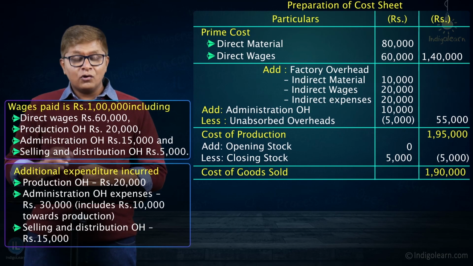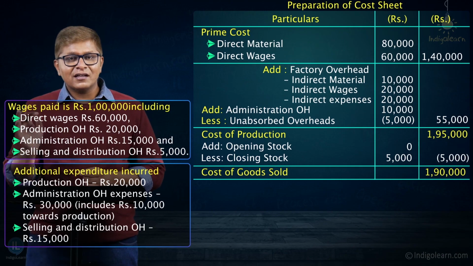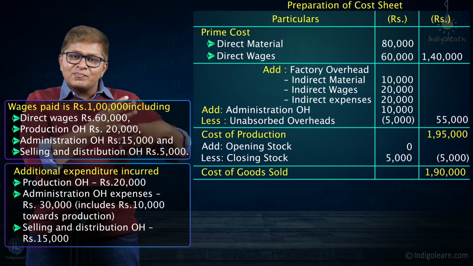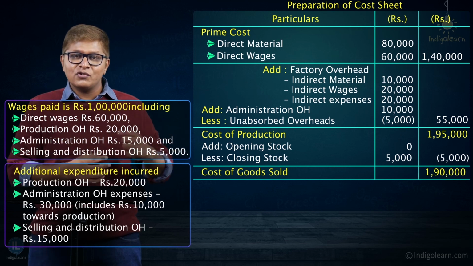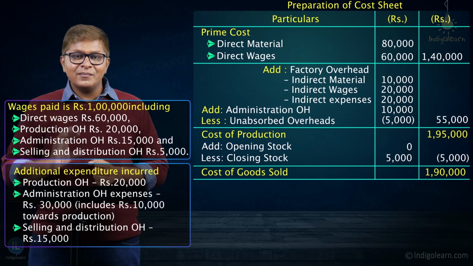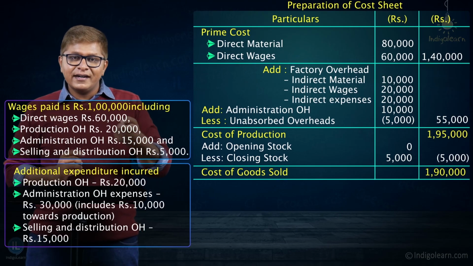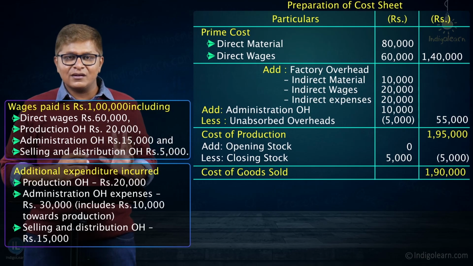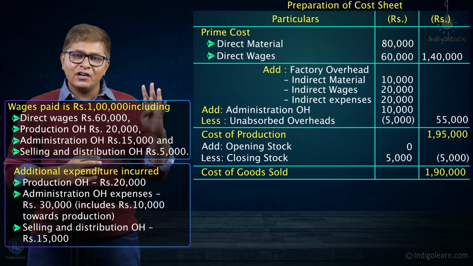One, they have said out of the direct wages, 15,000 is towards admin overhead. So we have that 15,000 plus we have specifically spent how much? 35,000. So we have total admin overheads of 50,000. Out of this total admin overheads of 50,000, we have already transferred to production how much? We have said production related is 10,000. So here we have a balancing figure of 40,000.